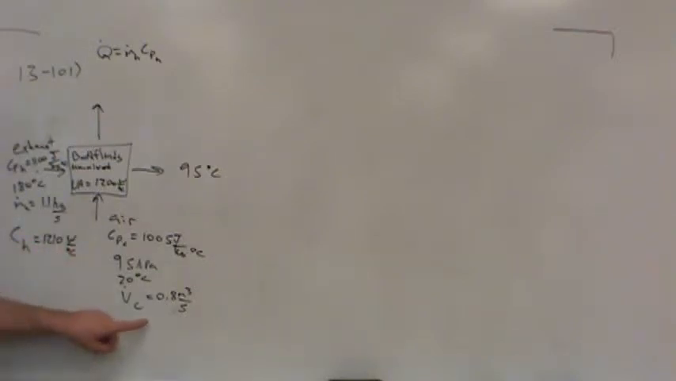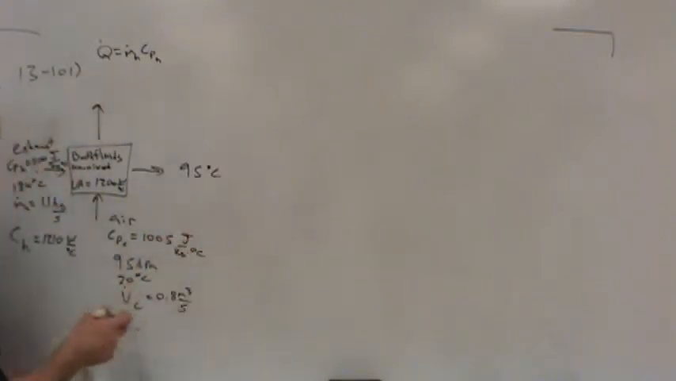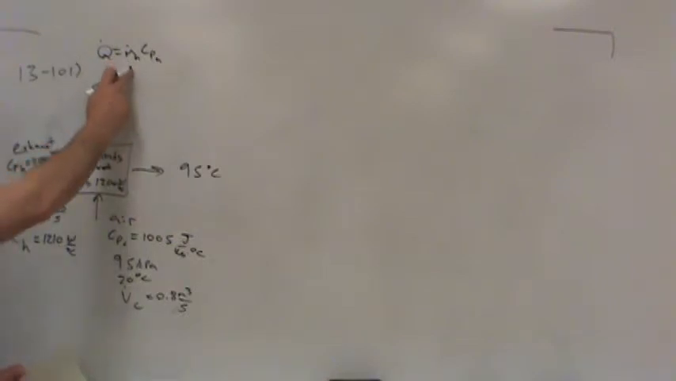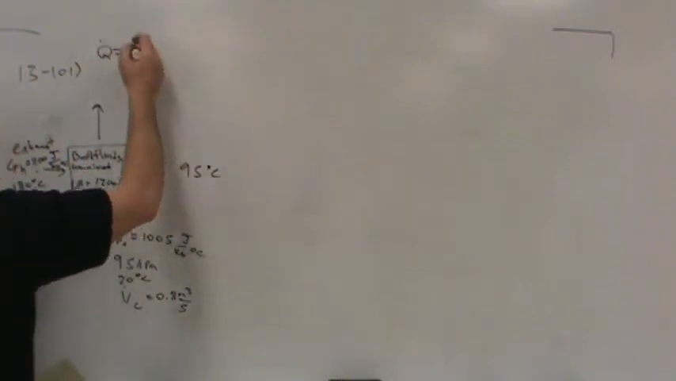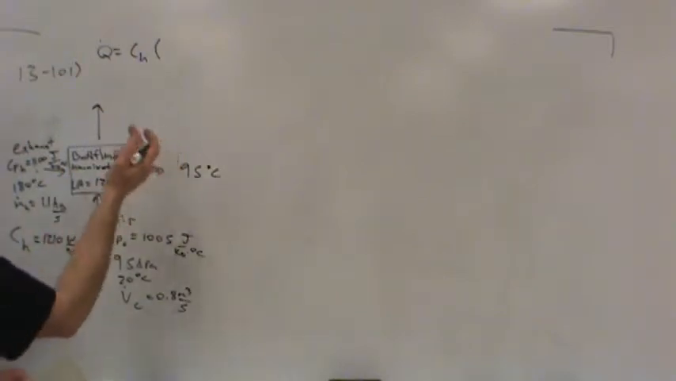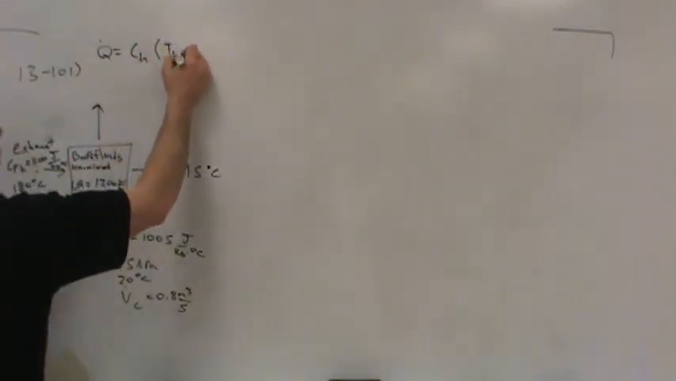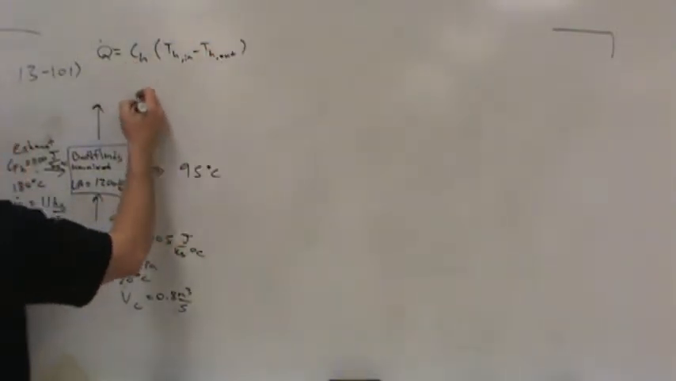Can we calculate the capacity rate on the cold side? Almost. We're not quite there yet because we don't know the mass flow rate on the cold side. Let's get the heat transfer rate first, and then let's come down and work on the capacity rate on the cold side. So I'm not going to use that. I'm going to use the capacity rate on the hot side multiplied by the temperature change. Well, that's easy. Temperature of the hot stream in less the temperature of the hot stream out. That should give me the heat transfer rate.